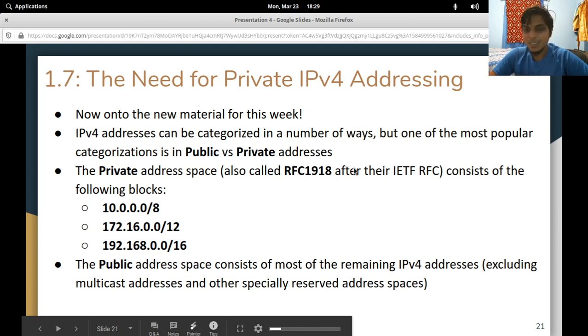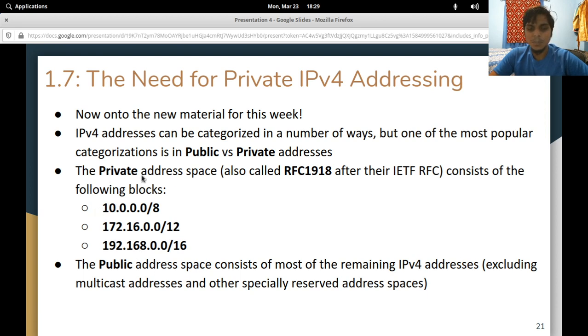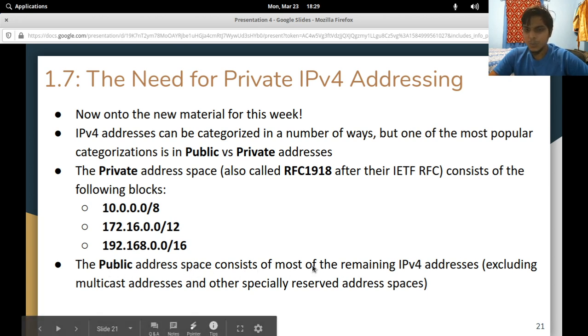So the RFC 1918 standards specify the following IP address blocks: 10.0.0.0/8, 172.16.0.0/12, and 192.168.0.0/16. Whereas the public address space, these blocks here are the main components of the private address space, and the public address space consists of most of the remaining IPv4 addresses.